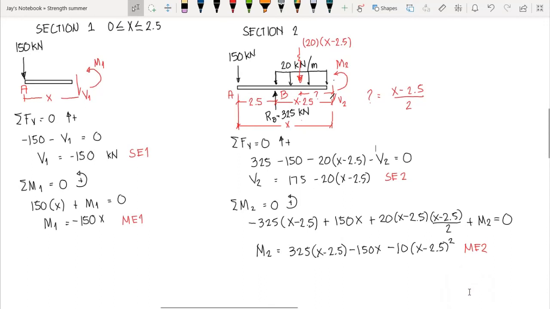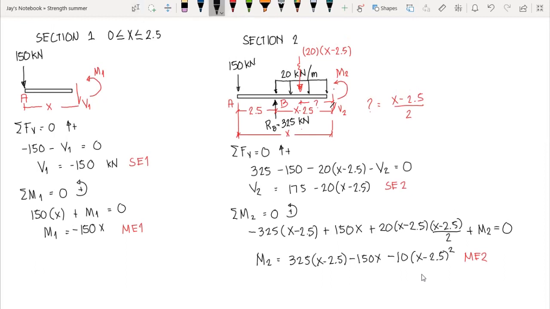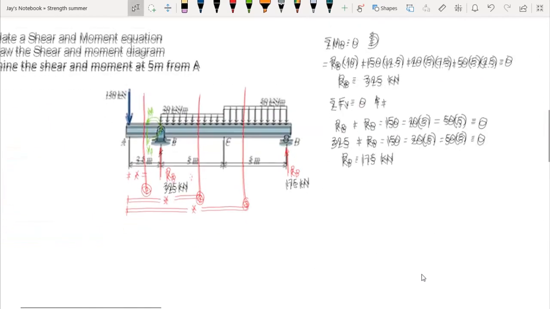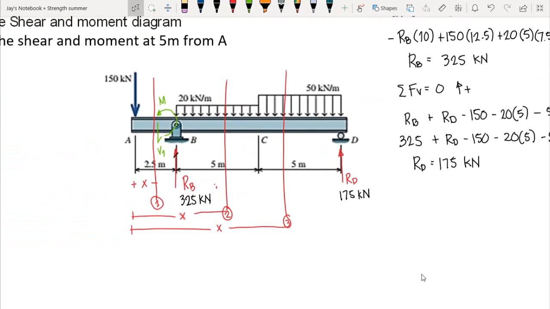And now this shear equation and the moment equation are valid only in the beam from B to C. So therefore, our section 2 here is valid for when our x is 2.5 up to C, that is 7.5. So when we look at the figure again, our reference point here is from A, so our x here is always referenced from A, and therefore our section 2 is from B to C.